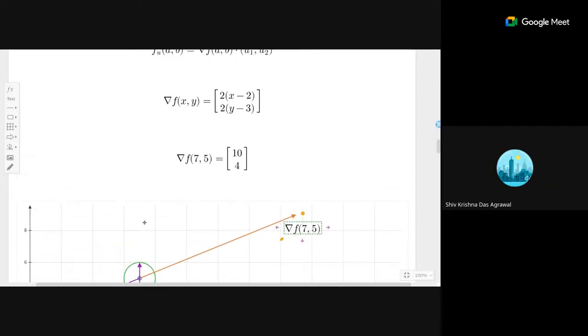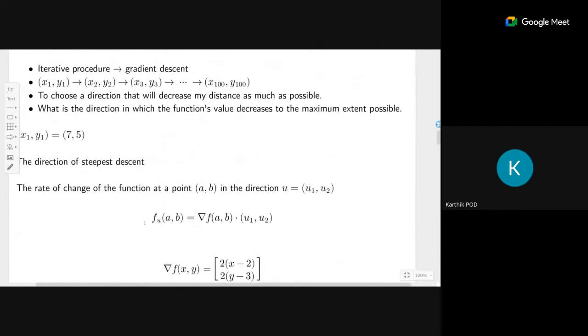We want to get to the origin, right? That's what you mean by reduction. Yes, so we want to take steps, one at a time. And every step we take should be such that the function's value decreases the maximum.